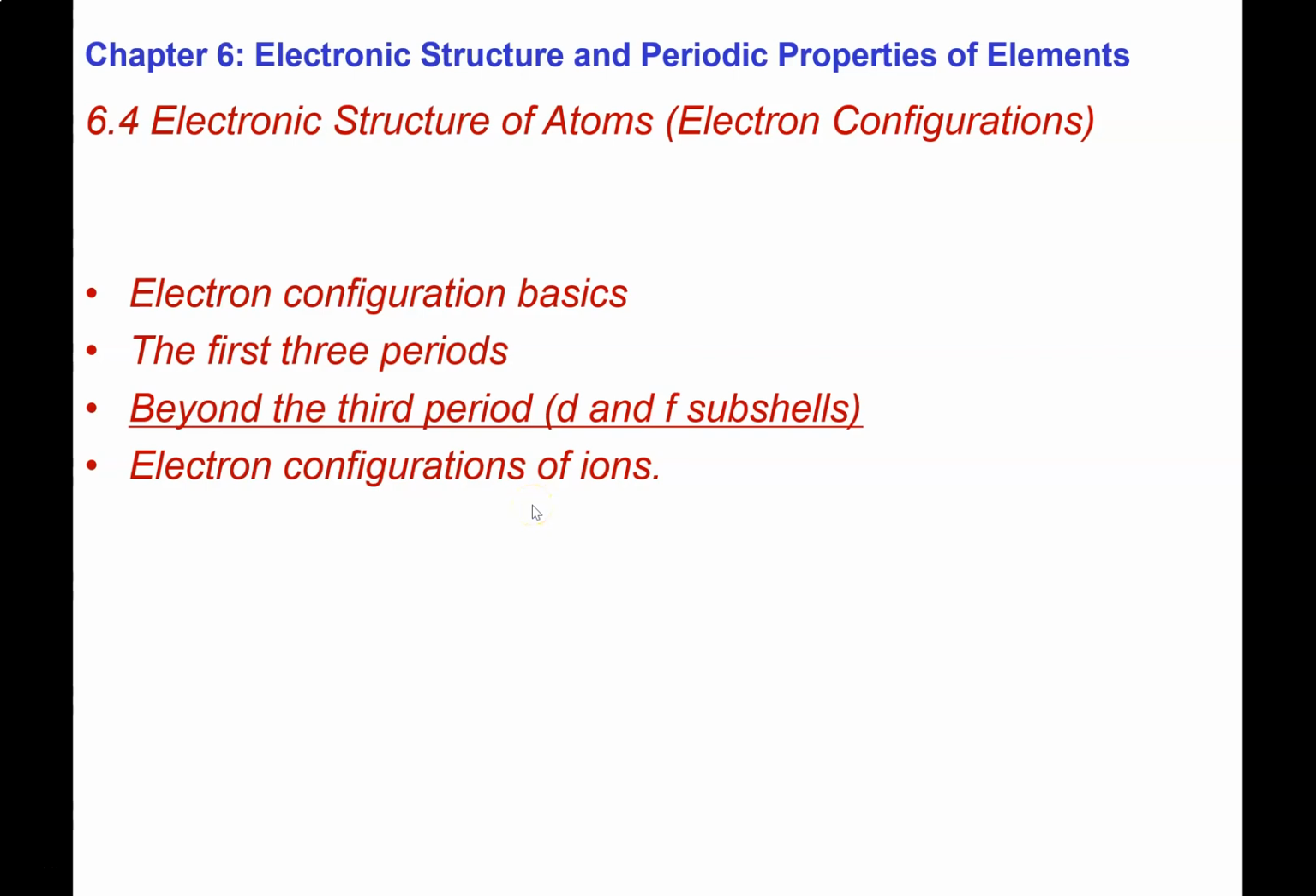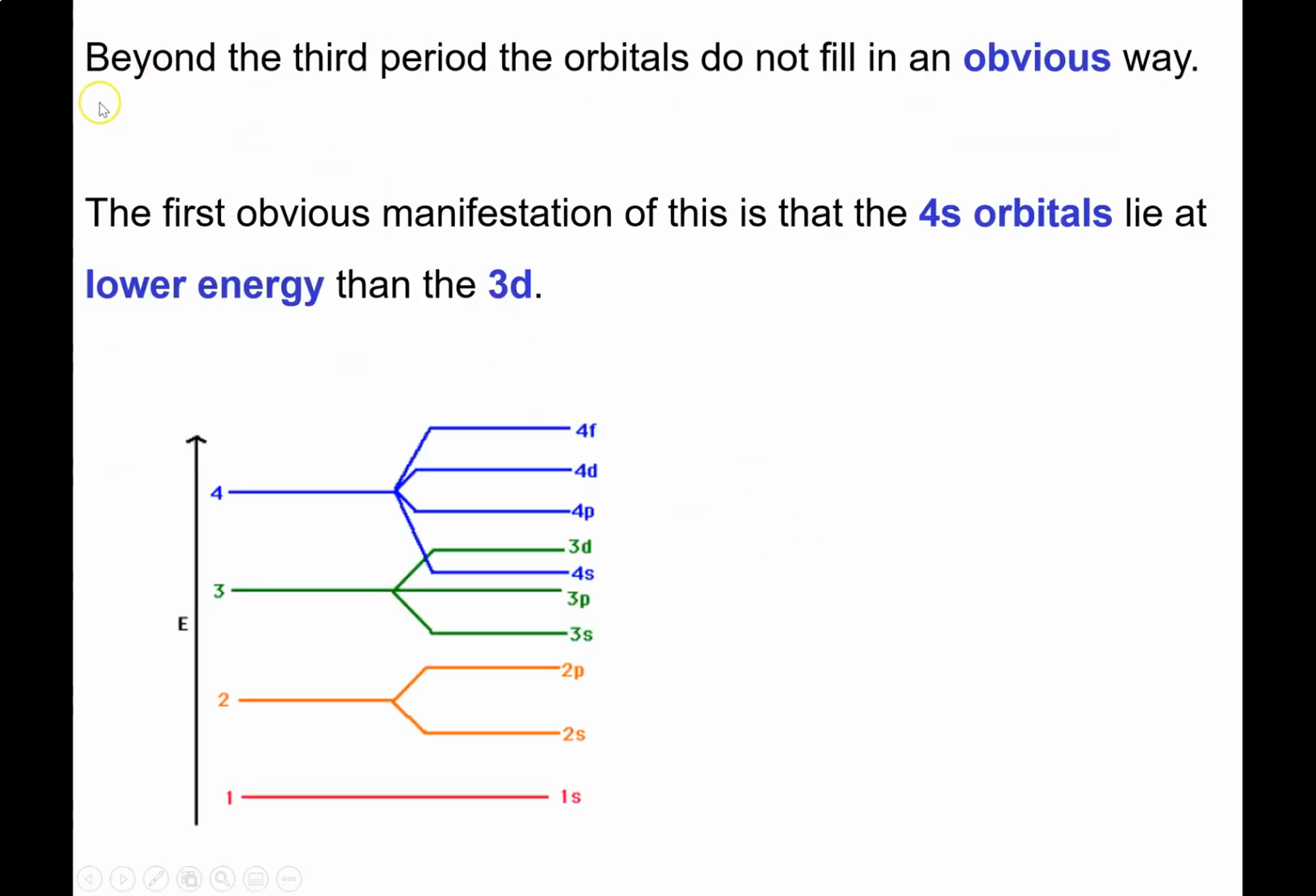Okay, so now what we're going to do is look at what happens when we move beyond the third period. And this is interesting because we now start filling up D and F subshells and things get a little bit weird. So beyond the third period, orbitals don't fill in an obvious way, and it's for that reason that I mentioned before. Because of the bunching up of our energy levels, our shell levels, when we put in the splitting into the subshells, things start getting muddled up.